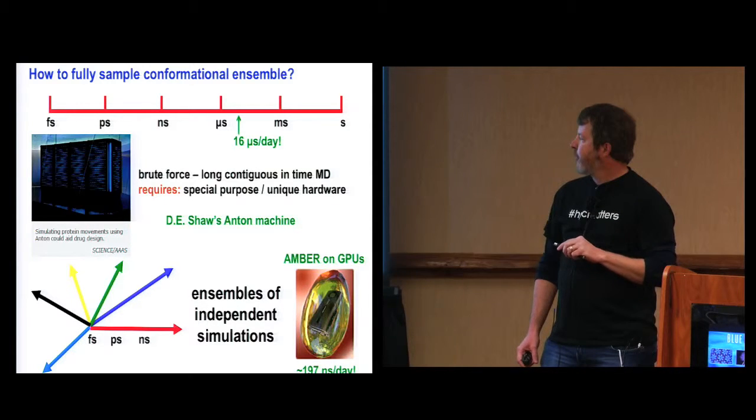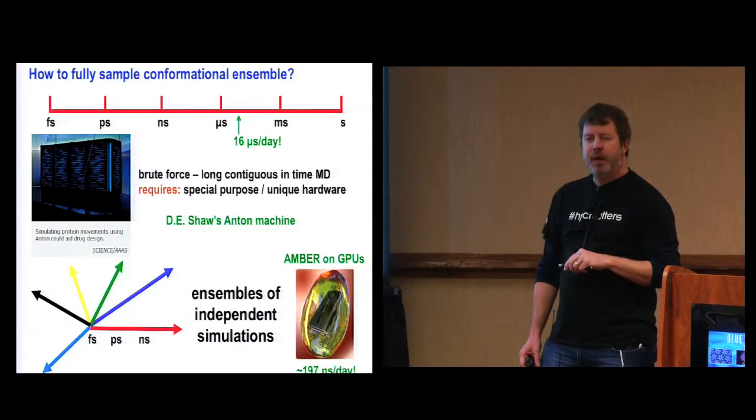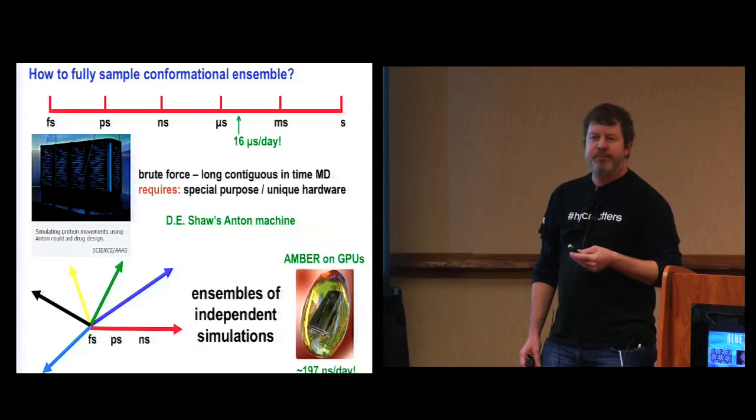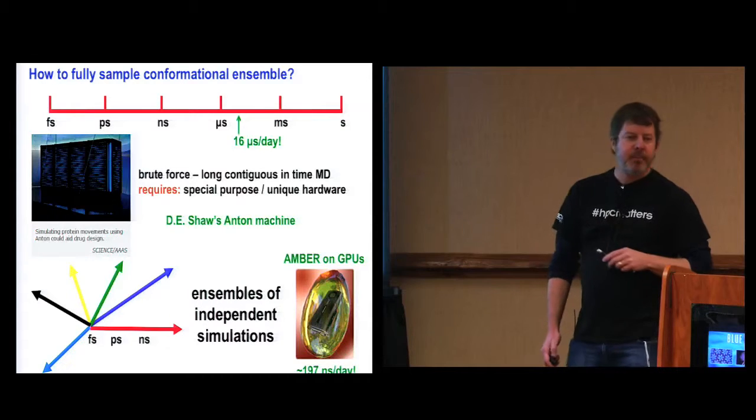And the nice thing about our performance on GPUs is even on Blue Waters and the K20 NVIDIAs, we get about 200 nanoseconds a day. So compare that to 16 microseconds, we'd need about 80 GPUs to match that if we can do that, and that's a hell of a lot cheaper than buying an Anton machine.